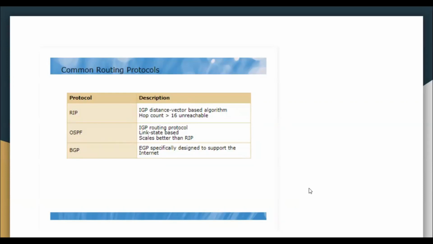And BGP, the Border Gateway Protocol, routes traffic between autonomous systems. So those are the common routing protocols: RIP, OSPF, and BGP. Then the next discussion and assignment is to select a suitable routing protocol. So which routing protocol should you use?